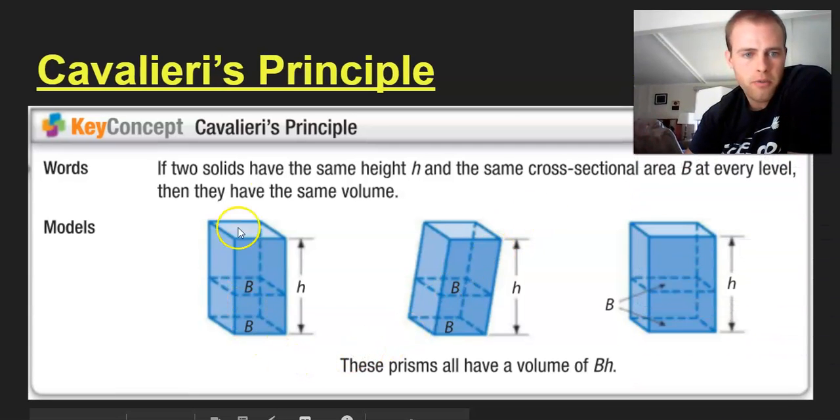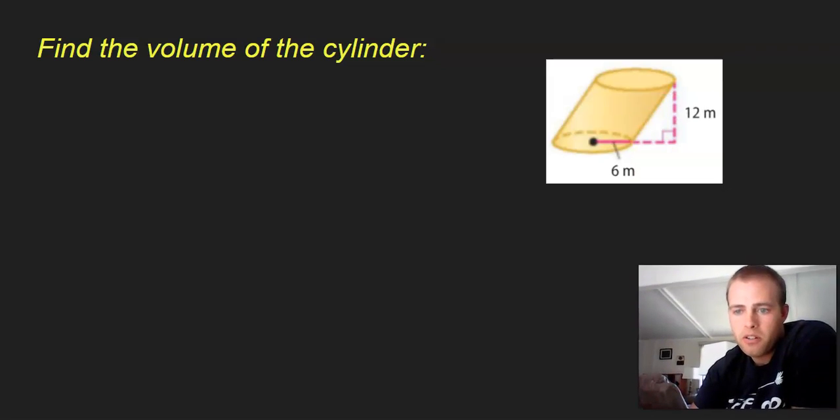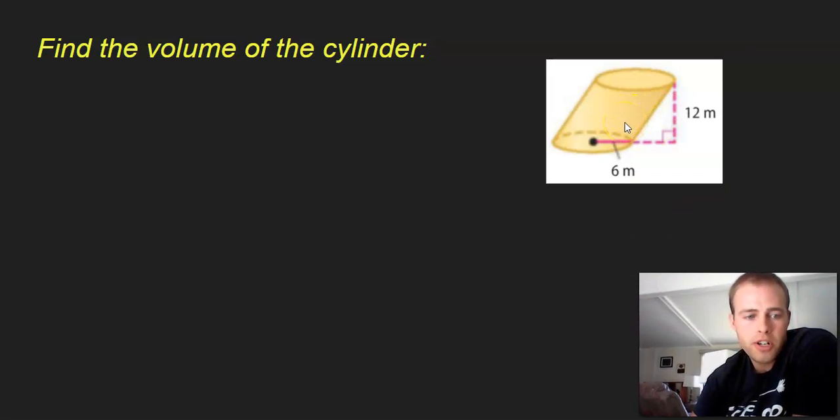It doesn't matter if we have a right solid or an oblique solid, as long as our cross-section area is the same throughout the figure, and the height is the same, they're going to have the same volume. So now we can do right or oblique. You're going to try this one on your own.